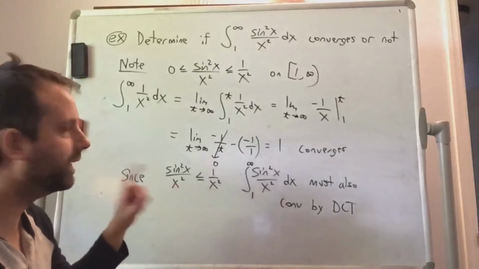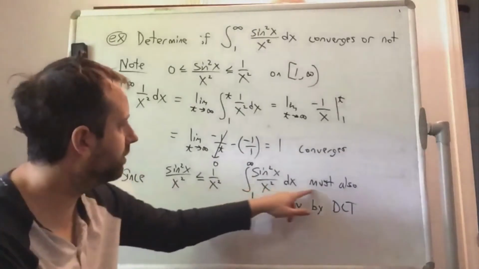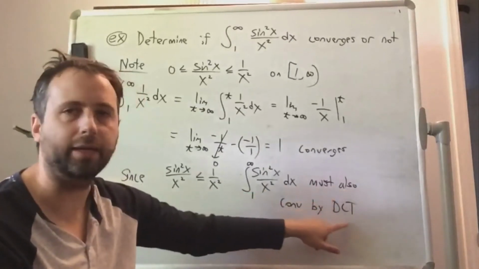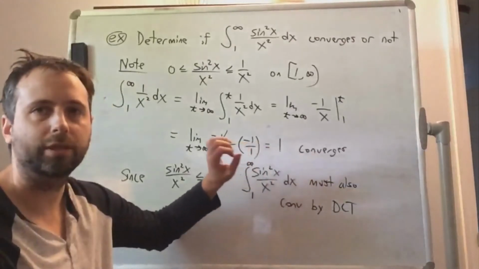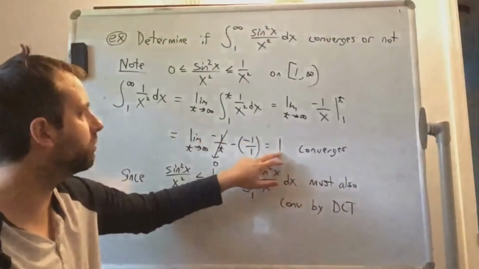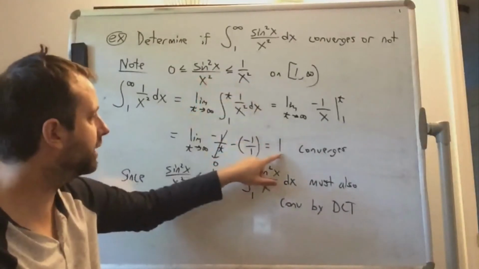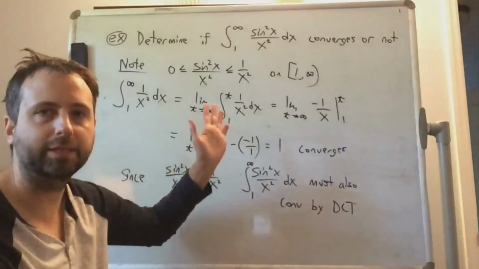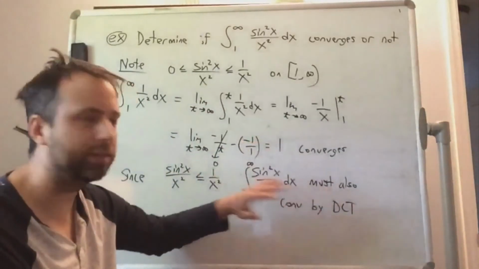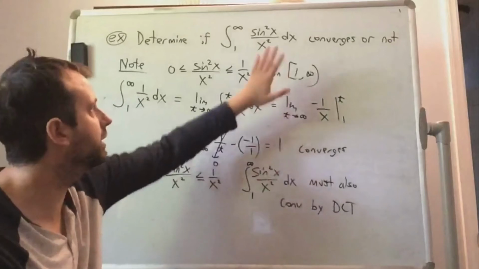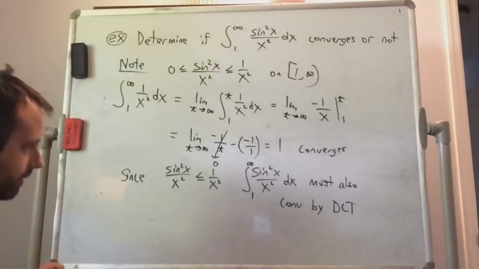Now, some people mistakenly say that this integral also converges to 1 by DCT. DCT does not give you what it converges to, right? It actually will not converge to 1 because it's less than 1 on this interval for sure. So it's going to converge to something we do not know what it is, but we do know that it's less than 1, and most importantly, we know it converges. So we've answered the question, it does converge, and we use direct comparison test to do it.